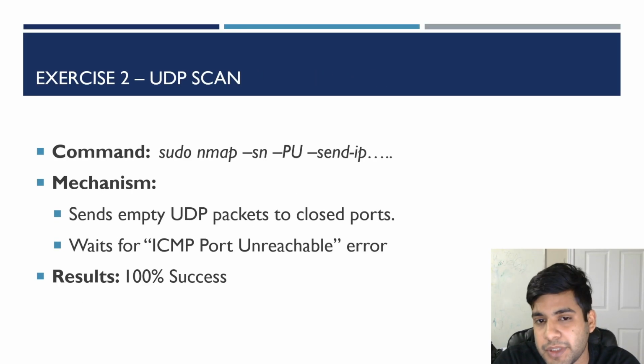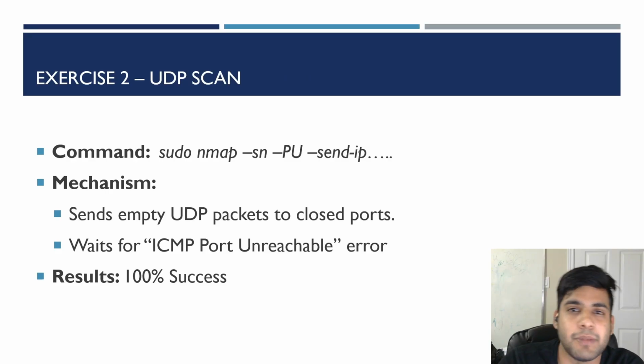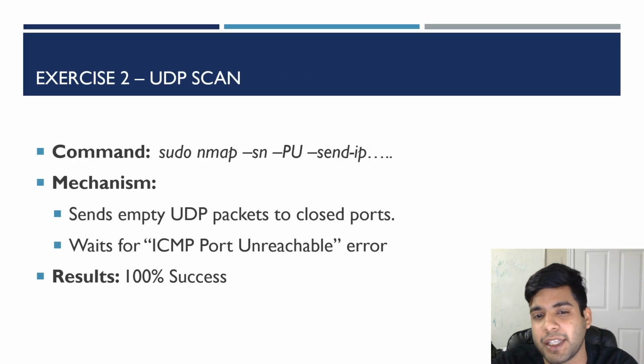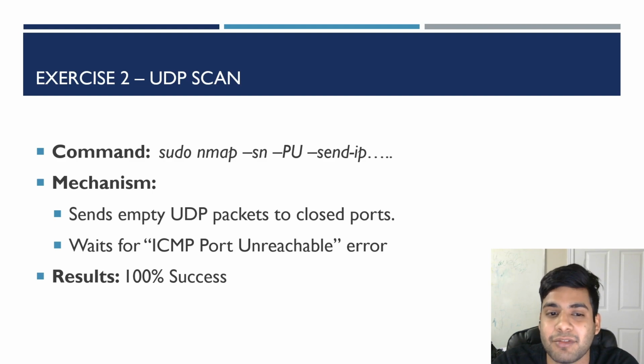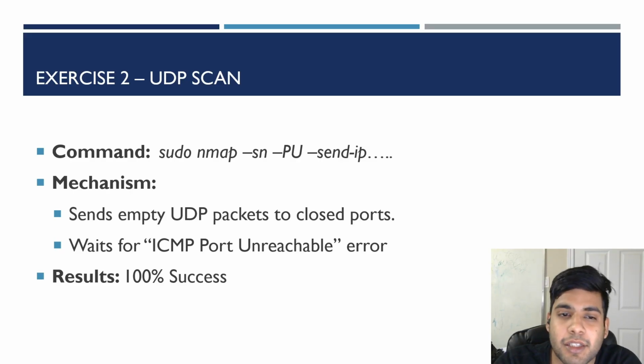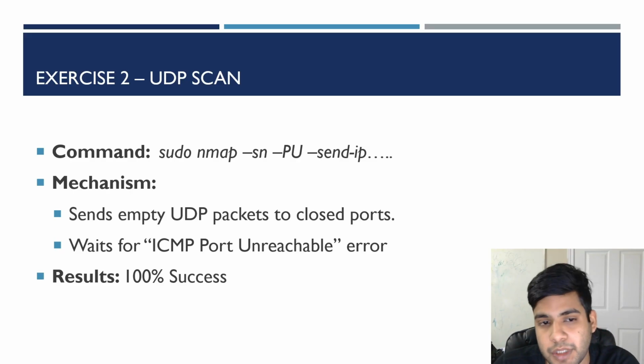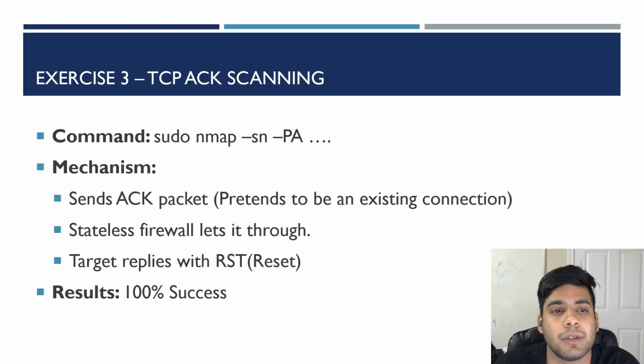The next one is UDP scanning. This way, UDP sends some random packets to closed ports on all the machines in the network range, and then waits for the port unreachable error message. If Nmap gets that error message from a specific IP, it means that machine is up. This is how Nmap figures out with UDP that a host is alive.